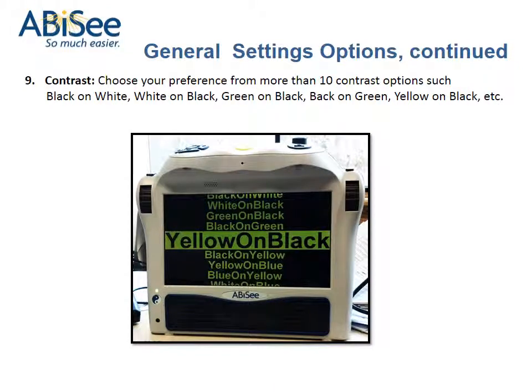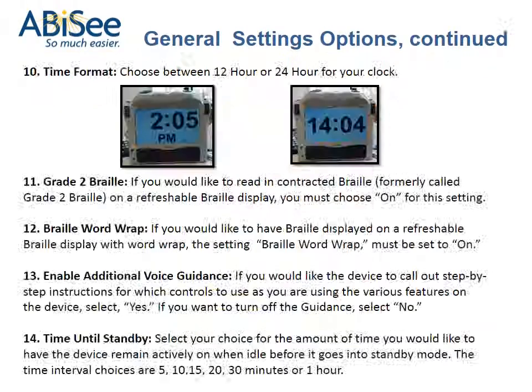General settings options, continued. 9. Contrast. Choose your preference from more than 10 contrast options such as black on white, white on black, green on black, black on green, yellow on black, etc. General settings options, continued. 10. Time format. Choose between 12-hour or 24-hour for your clock.